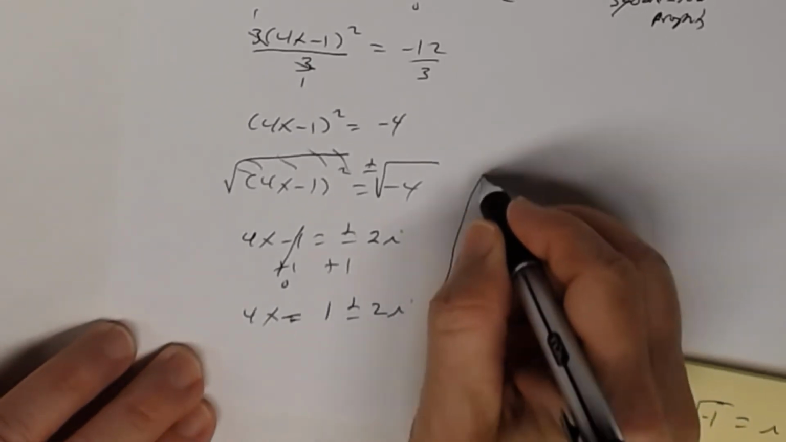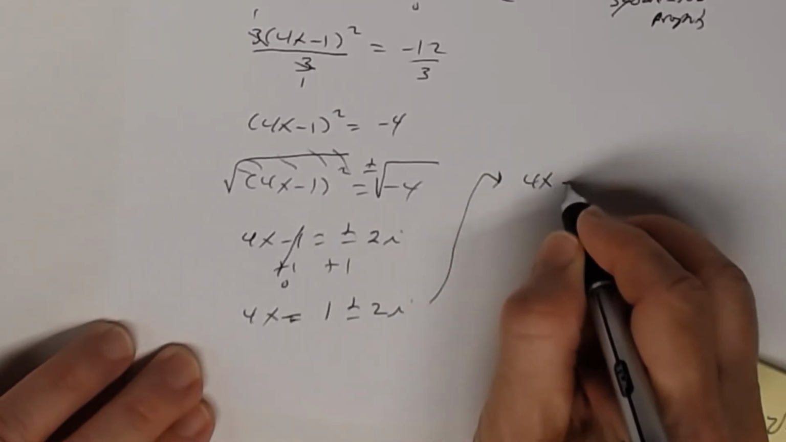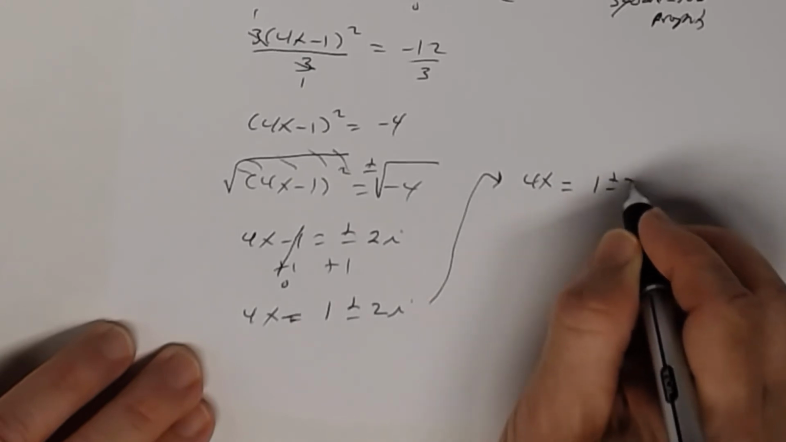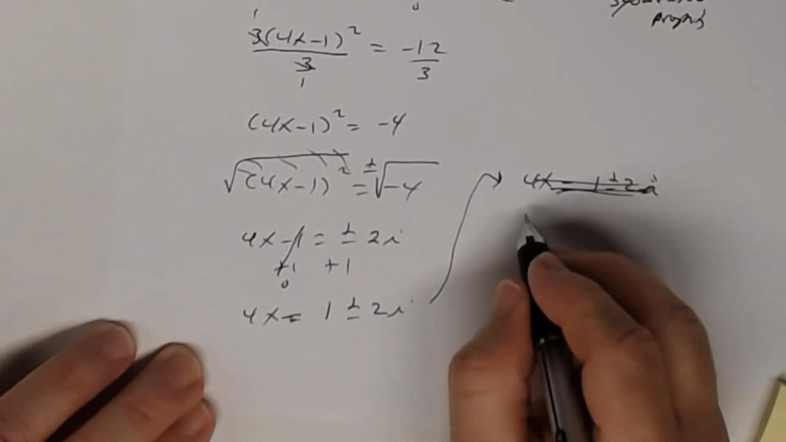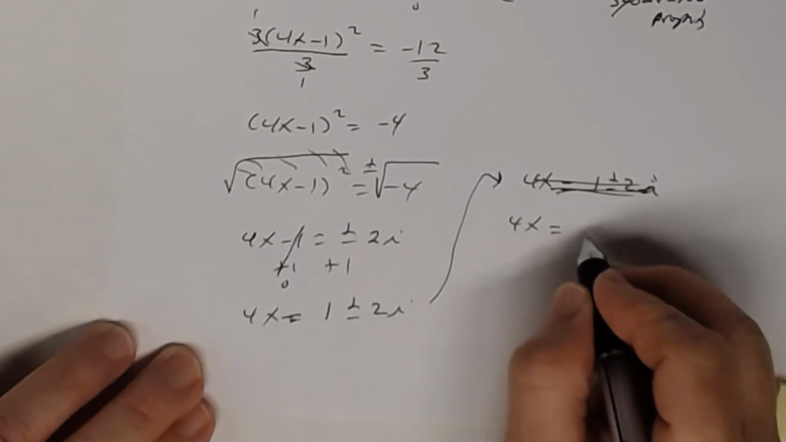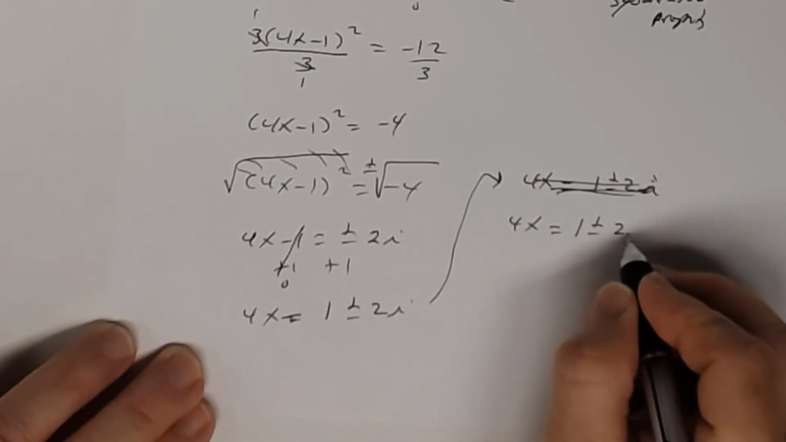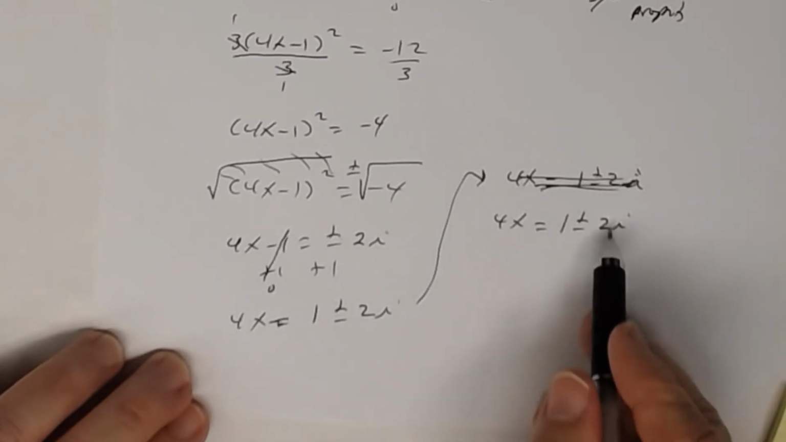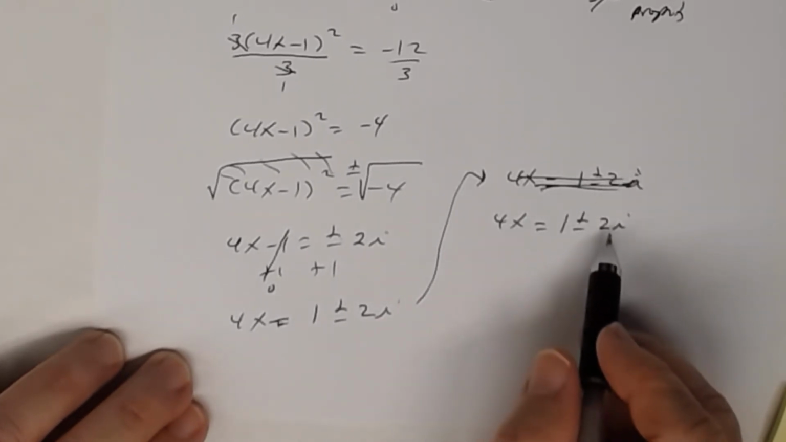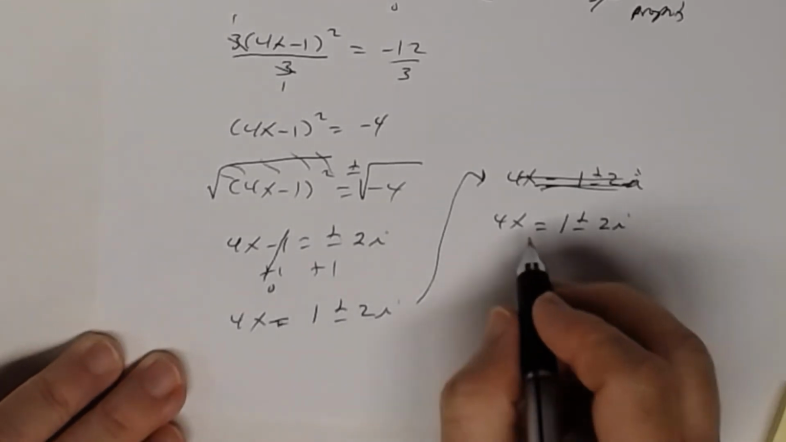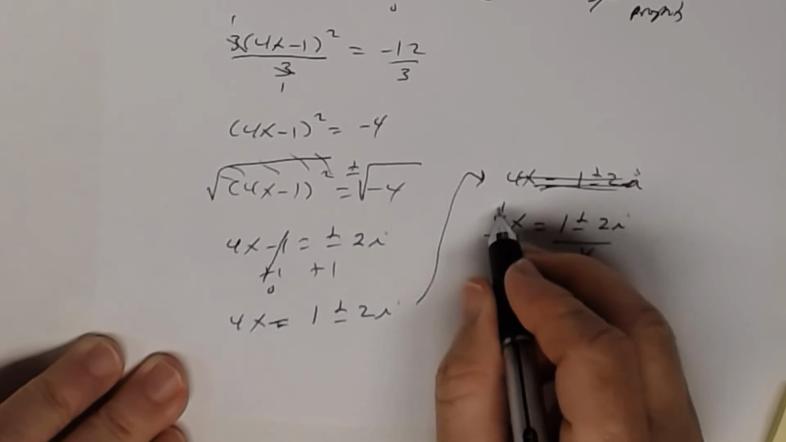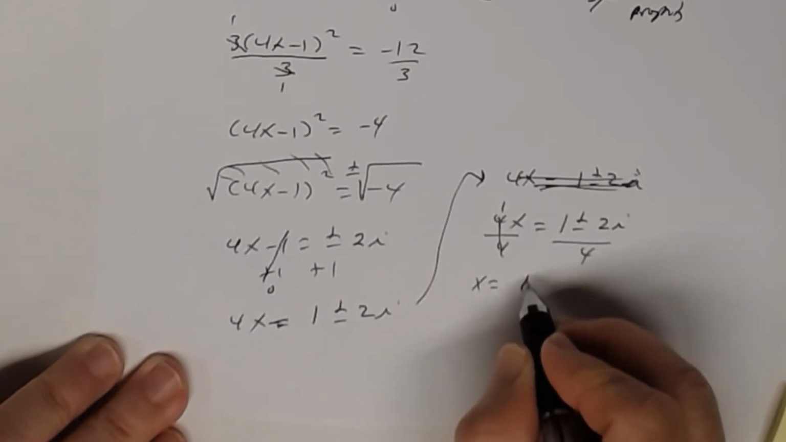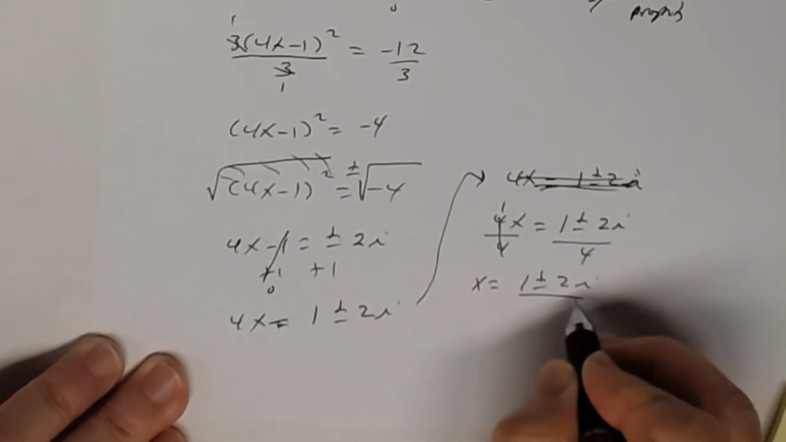Let me go ahead and put that here. So to get x by itself, that's an i here. Again, I'm using a pen, but you can still use liquid paper if you do make a mistake here. Just make sure that this looks like an i. So now we're going to divide both sides by 4. 4 divided by 4 is 1, and 1 times x is x. I get x equal 1 plus or minus 2i divided by 4.